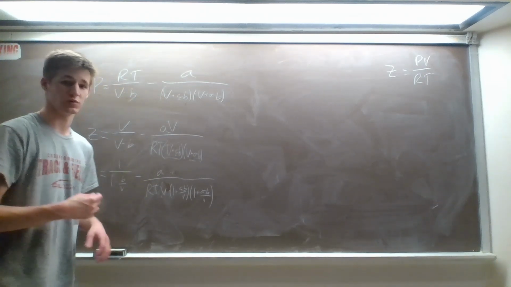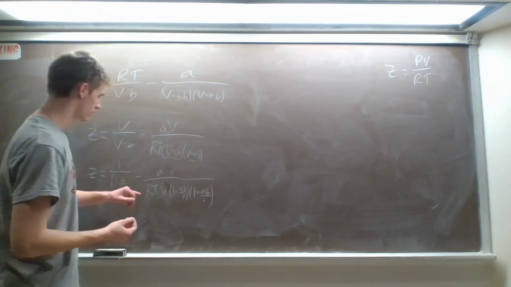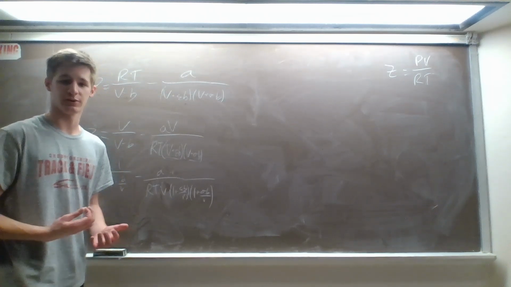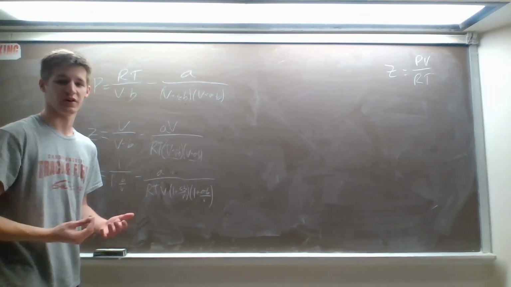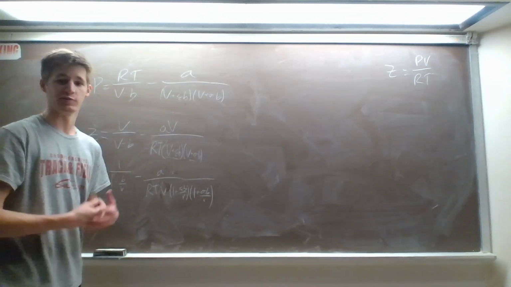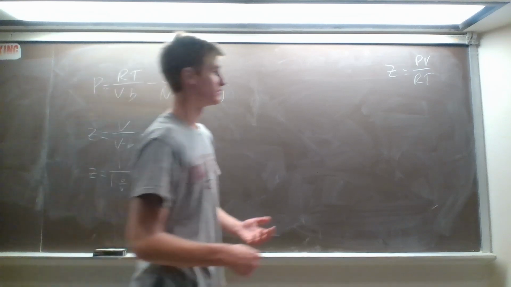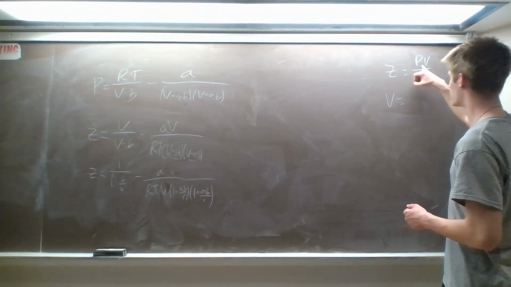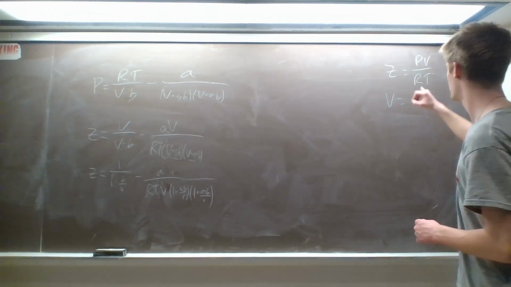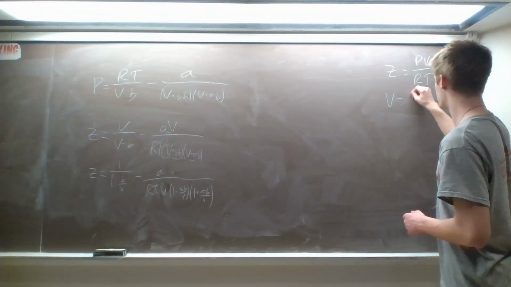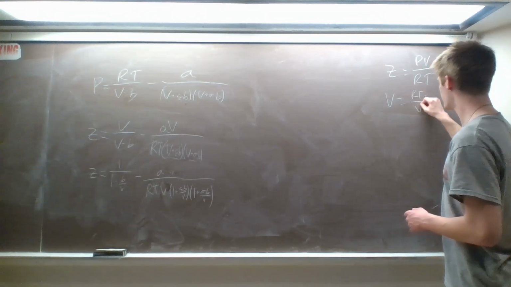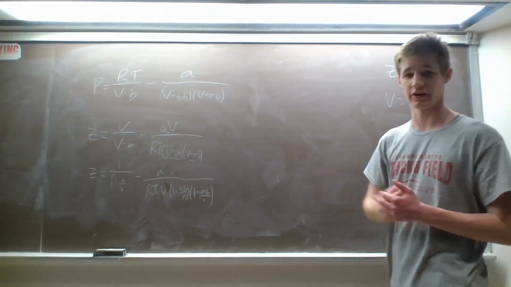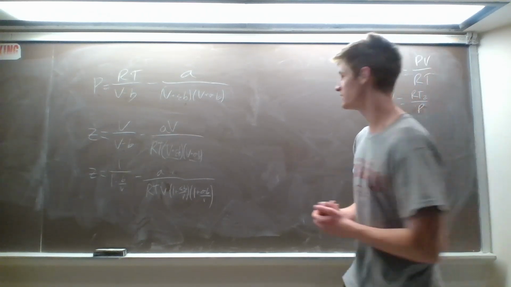And now I'm going to write in a term with Z for each of these volumes, because we don't know the volume. When we use the cubic polynomial, we want to have all variables that we know, so we want to replace volume. We have Z equals PV over RT, multiplied by RT over P, and we get that volume equals RTZ over P. And now I will go ahead and replace each of those in that equation.